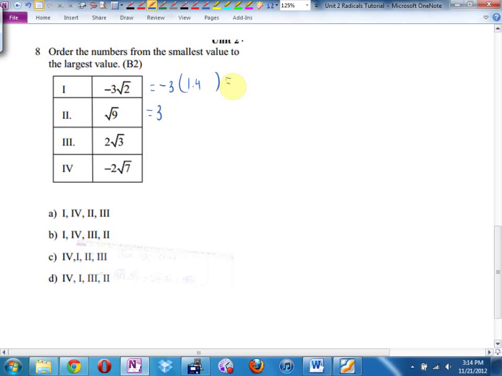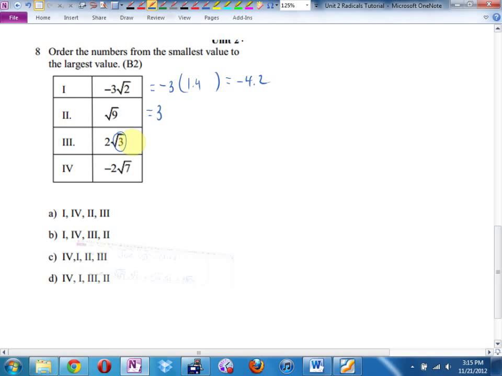What is negative 3 times 1.4? Well, what's negative 3 times 14? Negative 42. So negative 3 times 1.4, the decimal would drop down. Approximately. Okay? What's the square root of 3, roughly? Well, square root of 4 is 2. Square root of 1 is 1. Square root of 3, I'm going to say around maybe 1.7-ish.